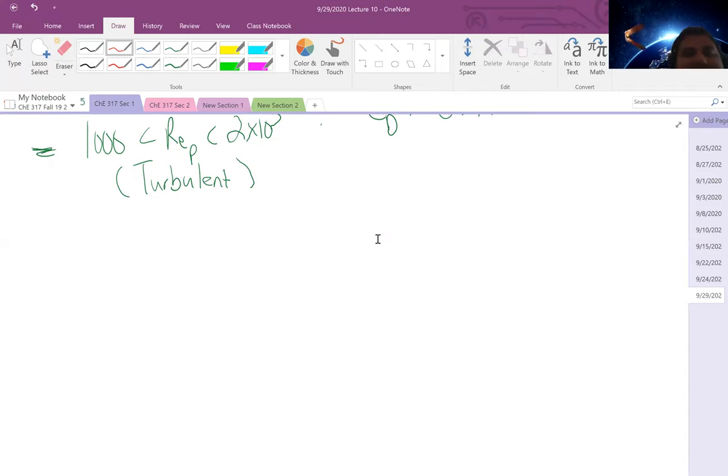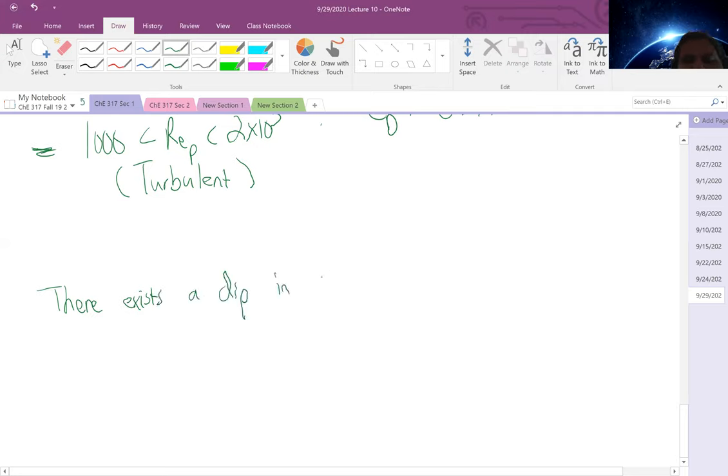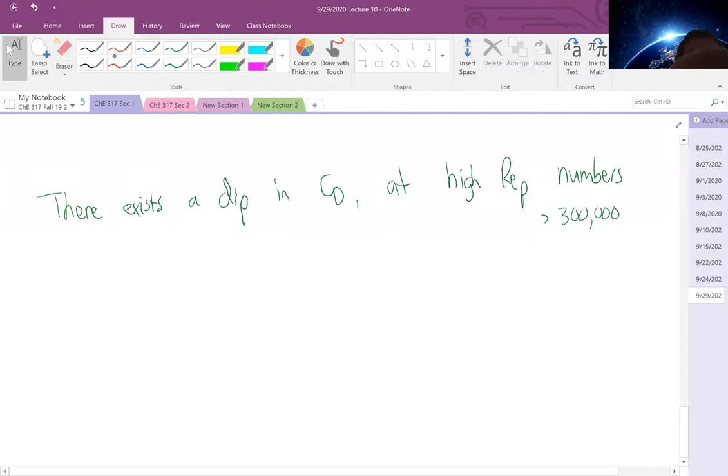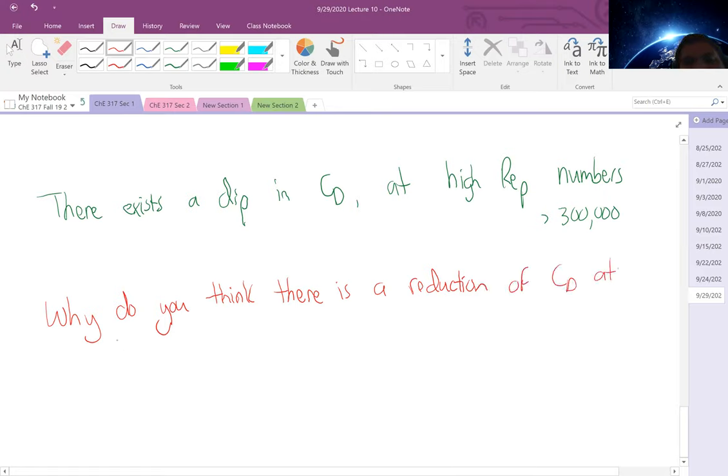Now, I also stated that there exists a dip in our drag coefficient at high Reynolds numbers. The graph shows that, hitting just over 300,000, so I'll say greater than 300,000. So why do you think there is a dip, or a reduction, of our drag coefficient at high Reynolds numbers? You don't have to answer immediately. You can take a little bit of time to think about it.